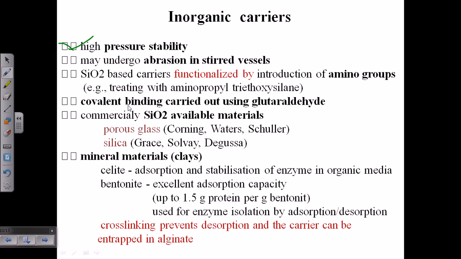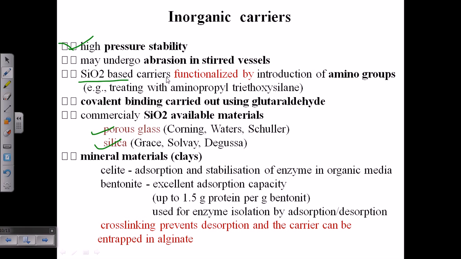Second thing is that covalent binding can be carried out in this case, so you can utilize it, and they are very pressure stable and also heat stable in many cases. Now what we generally use is silicon dioxide here, SiO2 based carriers. Now from where do we get these SiO2 based carriers? From porous glass and silica, because glass contains a lot of silica as we all know. So the porous glass like Waters, Corning and all these, we can take this porous glass which is a source of SiO2 and we can produce our carriers.